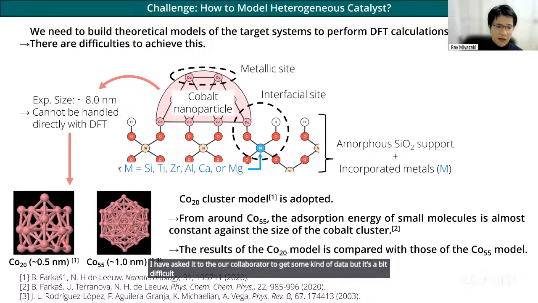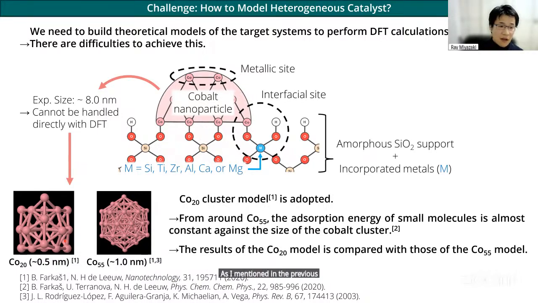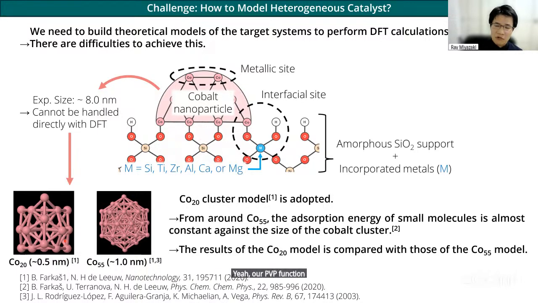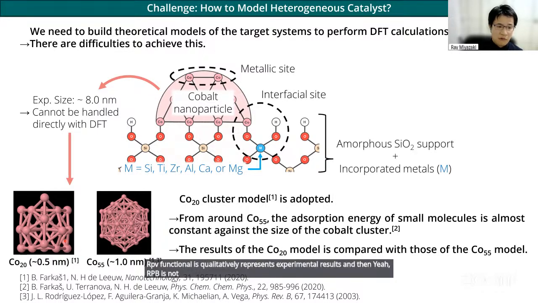But as I mentioned in the previous Q&A session, I found some experimental data for carbon monoxide adsorption on the cobalt surface. This is surface science, but it can be compared with DFT. And as I mentioned, the RPBE functional qualitatively represents the experimental result. So RPBE is not such a bad selection for this simulation, I would say.